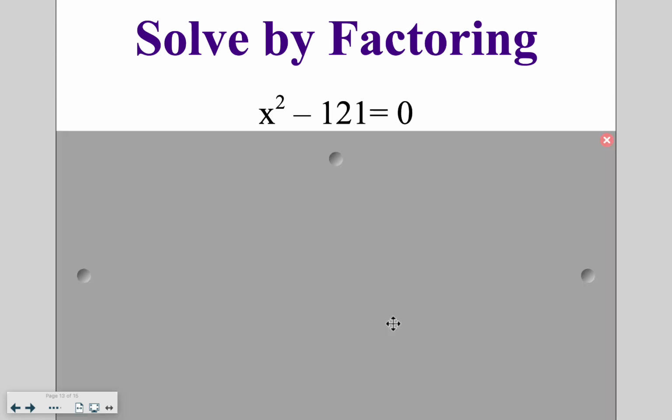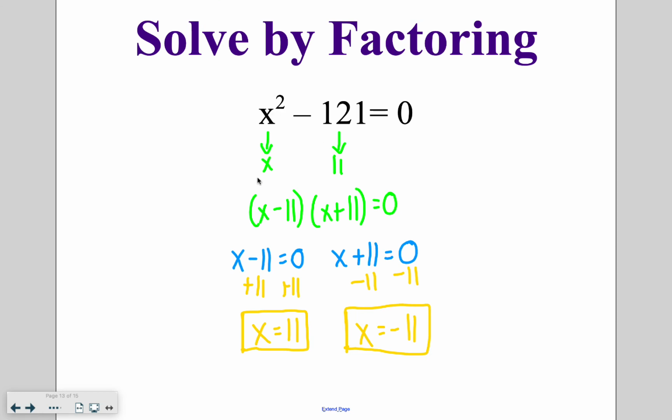Go ahead and try this one on your own. Square root of the front, square root of the back, negative and positive cases. Solving each piece, we find out that our answers are 11 and negative 11.